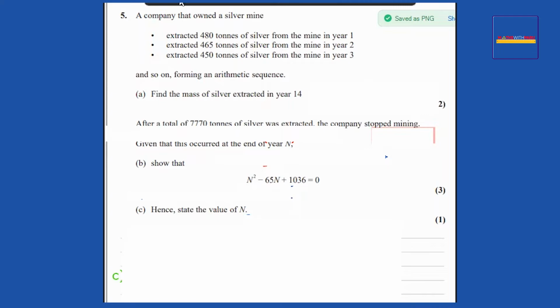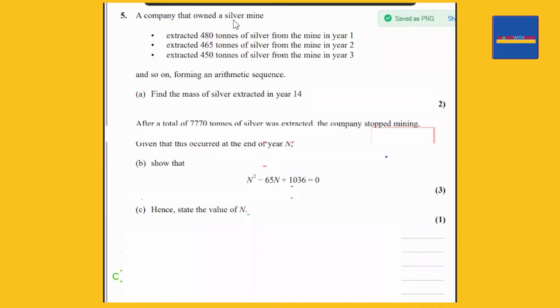The first term is going to be 480, and the second term is 465. In a scenario like this, d is 465 minus 480, which is minus 15. That's an important piece of information for us to get. So a is 480, and d is minus 15.